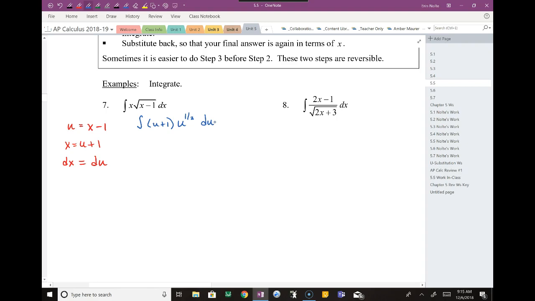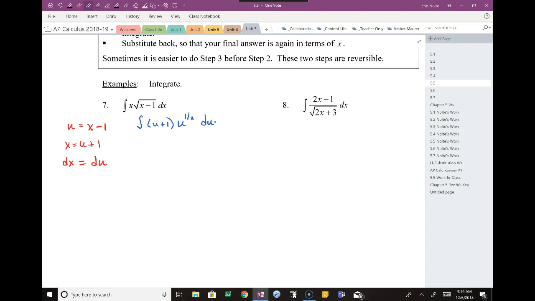So you cannot do a reverse chain on this, because if you looked at your inside, your stuff would be x minus 1. And the derivative of x minus 1 is 1, and it will not cancel the x on the outside. So we cannot use it. So, yep, get rid of the stuff on the outside, exactly.